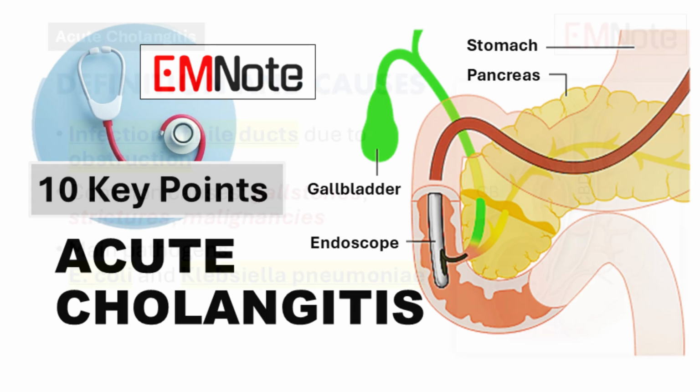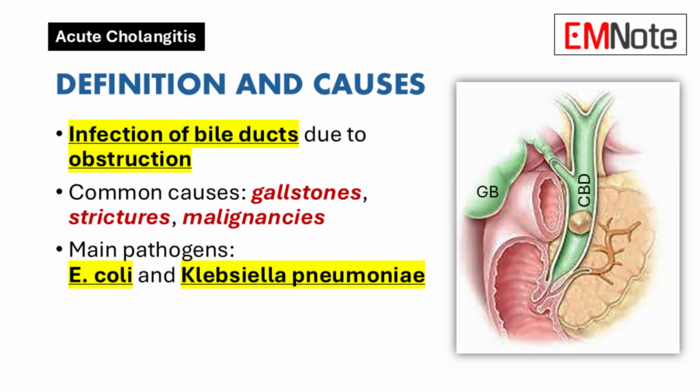Acute cholangitis. Acute cholangitis is an infection of the bile ducts that typically arises from an obstruction, such as gallstones, strictures, or malignancies. The obstruction leads to bile stasis, promoting bacterial growth. Common pathogens include Escherichia coli and Klebsiella pneumoniae.